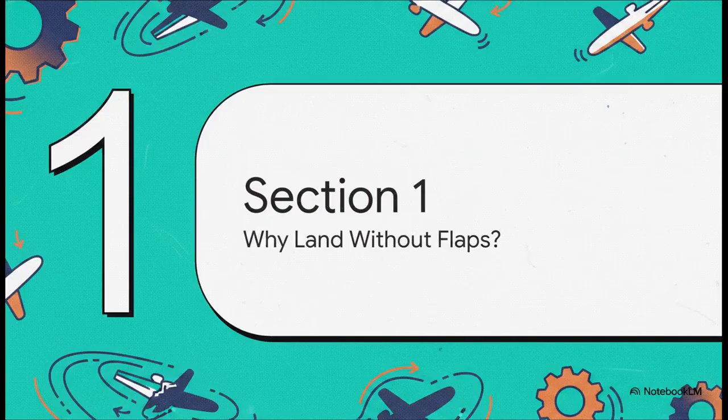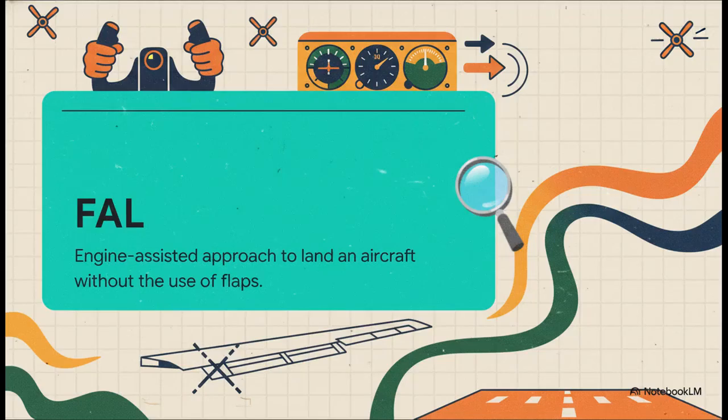Section 1. Why land without flaps? So, a flapless approach and landing is officially defined as an engine-assisted approach to land an aircraft without the use of flaps. Now, that phrase, engine-assisted, is absolutely the big takeaway here. Because we don't have that crucial drag from the flaps, we're going to have to rely heavily on engine power just to manage our glide down to the runway.